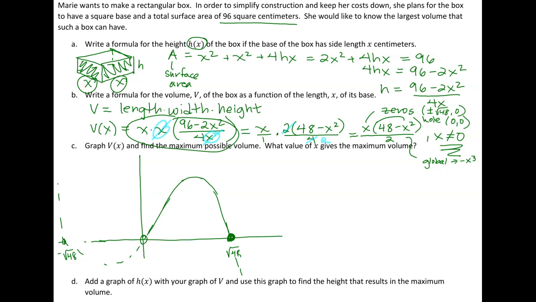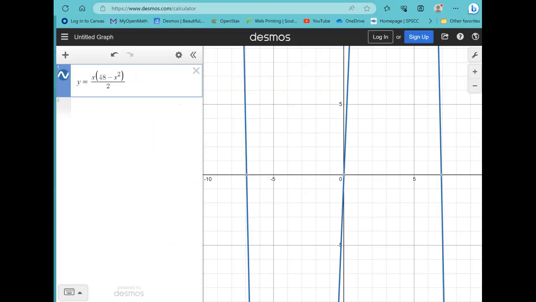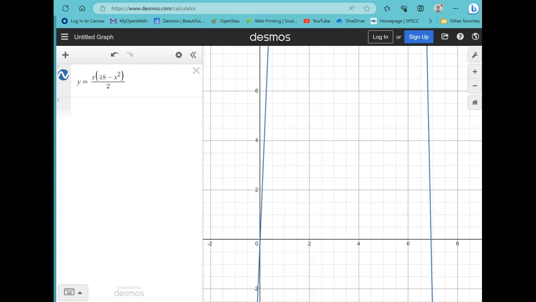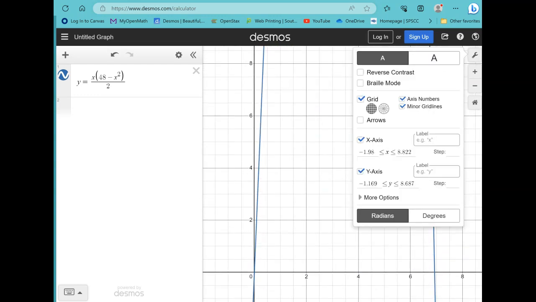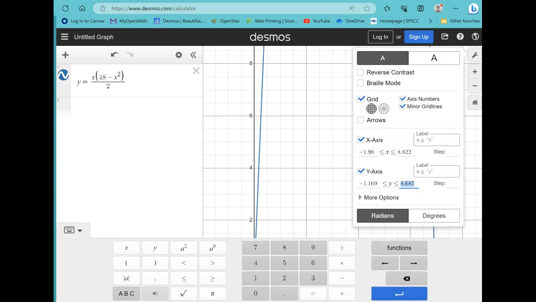We can check ourselves with technology, and we can also use technology to answer the rest of the question, which was what value will give the maximum volume. So here it is in a standard window. I'm really thinking I mostly just want to see 0 to 5, and even with a little fiddling around there, I am going to need to adjust my y's a little bit. So let's just play around a little.